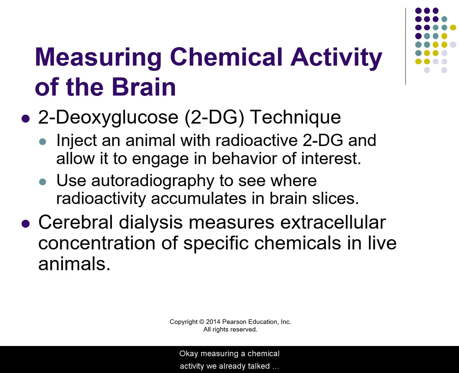Okay, measuring chemical activity. We already talked about 2-deoxyglucose because that was in relation to PET scans. Use autoradiography to see where radioactivity accumulates in brain slices. The difference here is that this is going to be entered into a subject, and then we're going to take that brain out. We're going to slice the brain and then find out where this glucose substance was absorbed. Cerebral dialysis measures extracellular concentration of specific chemicals in live animals.